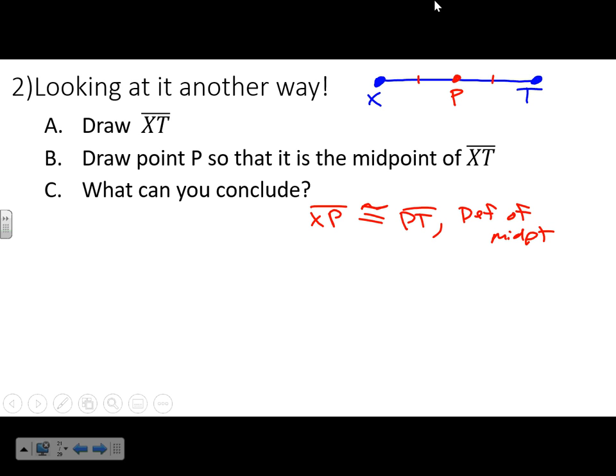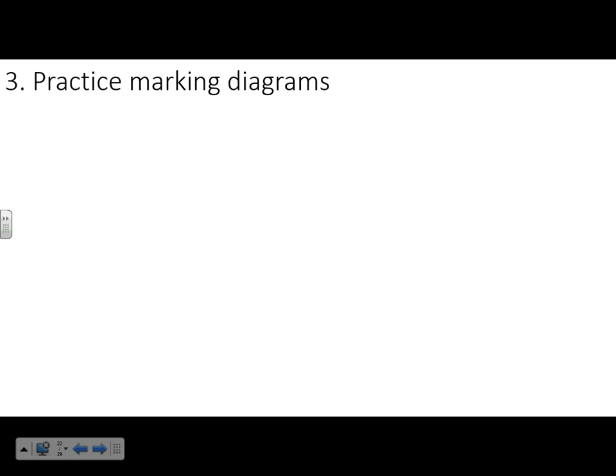Now, just to get technical, P is not a bisector because P is a point. A bisector would be if you have a segment or a line that goes through. So a segment can go through the midpoint, and that's what makes it a bisector. But again, that's just kind of being technical and nitpicky. Honestly, if you would have said P is a bisector, I probably would give you points because it's not exactly right, but you have the right thought process.